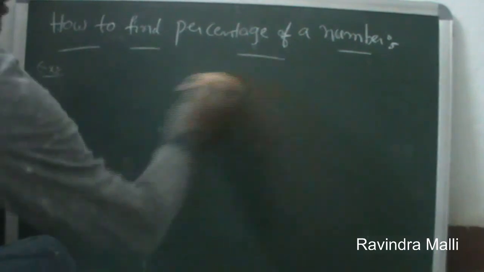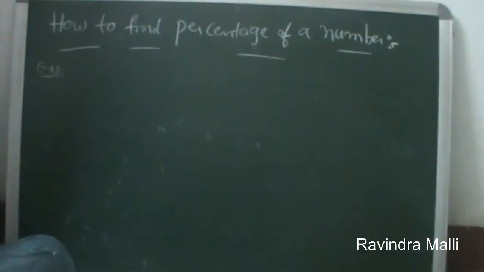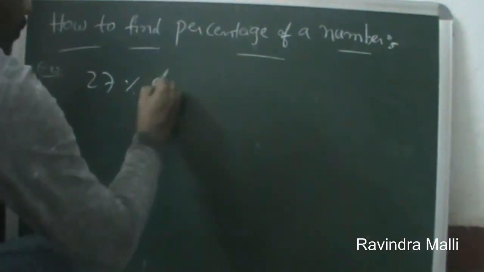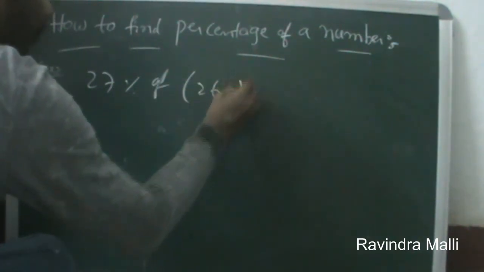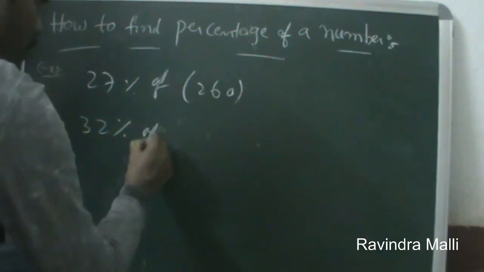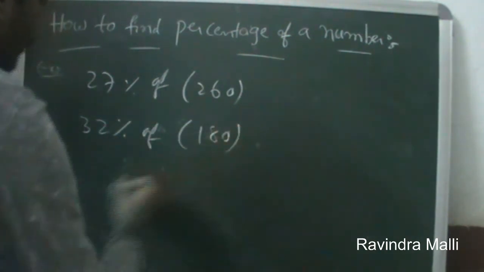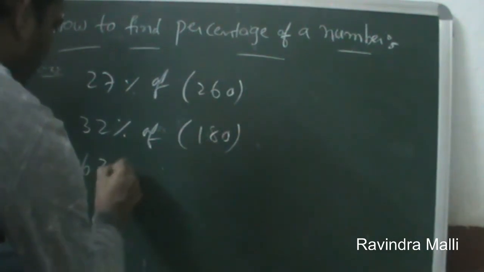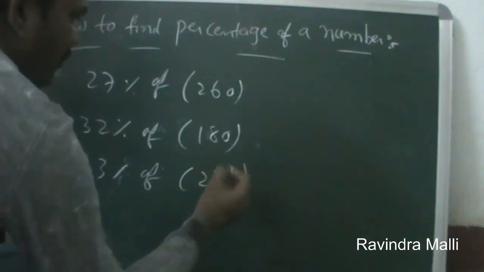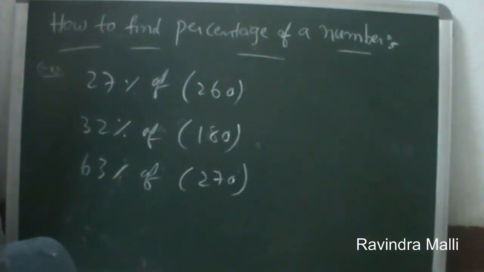So you do some examples: 27% of 260, 32% of 180, 63% of 270. We solve this and put it in the group.